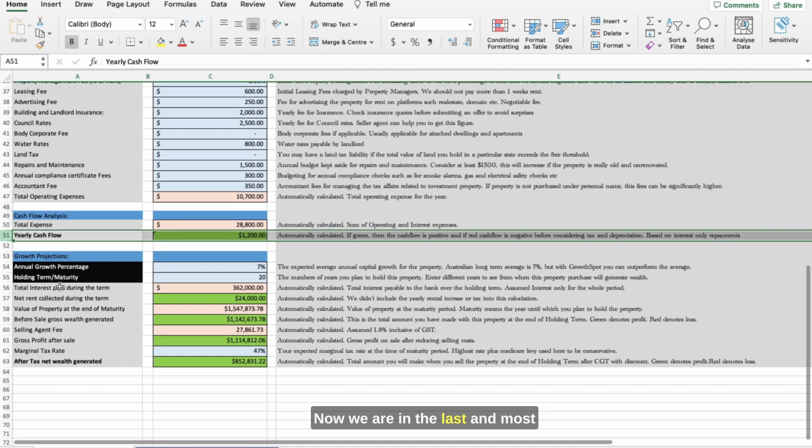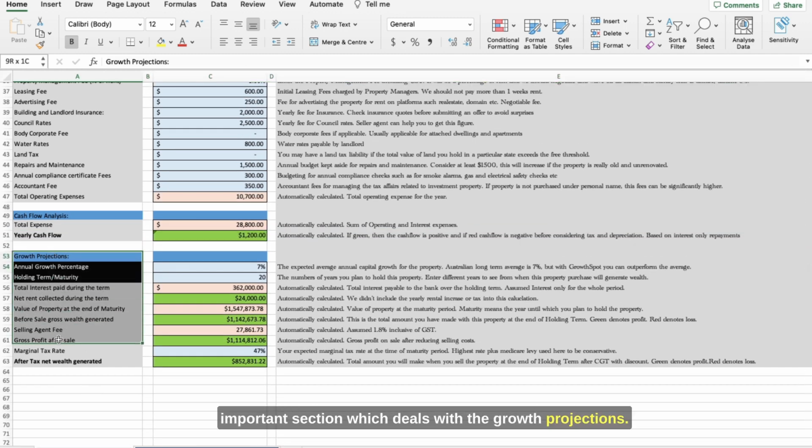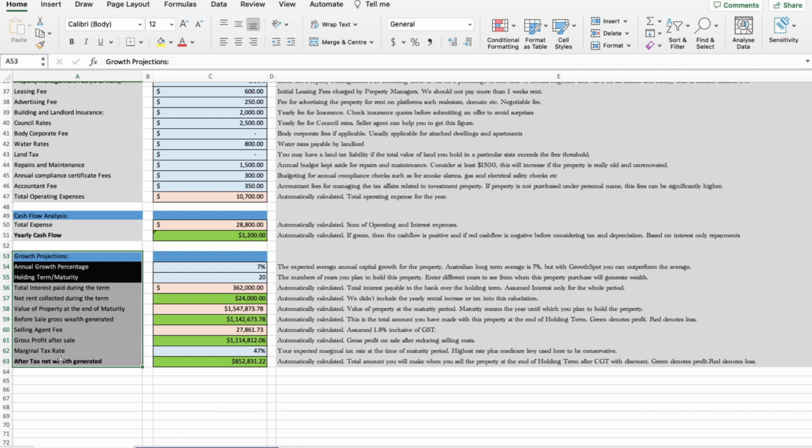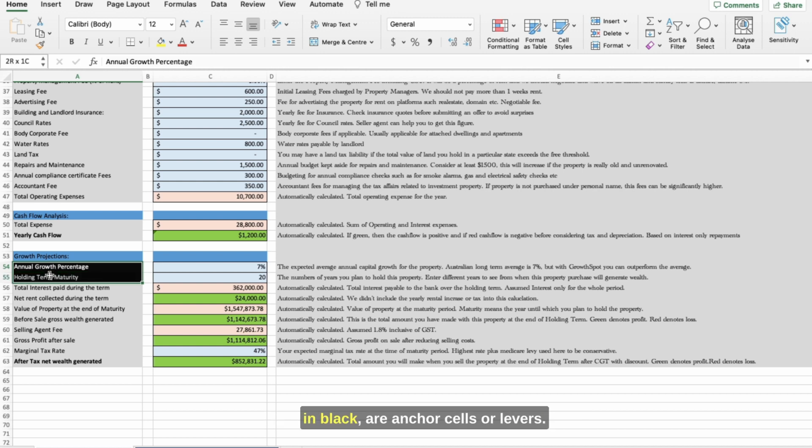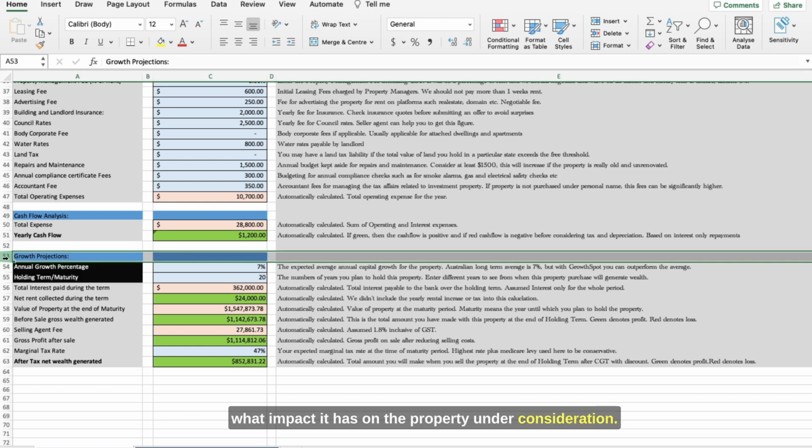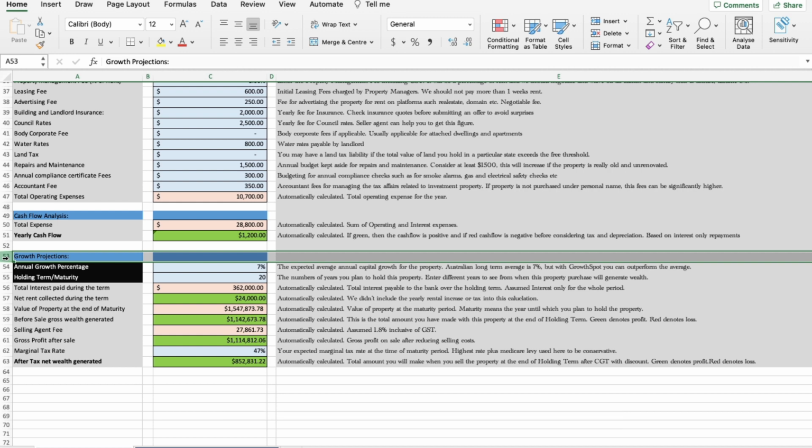Now we are in the last and most important section, which deals with the growth projections. The first 2 cells, since they are highlighted in black, are anchor cells or levers. You can change the values of these cells and see what impact it has on the property under consideration. First, let me explain what each of these different cells denote.